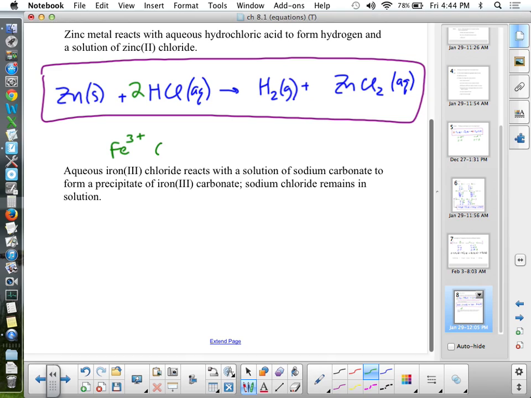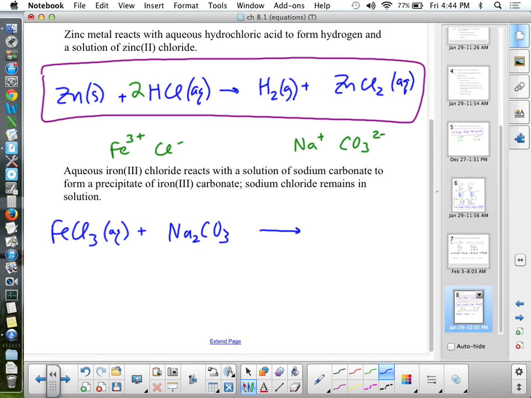Iron 3 is Fe3+, chloride is Cl-. Sodium only forms a 1+ cation. Carbonate, from your nomenclature sheet, is CO3 2-. Those are the 4 ions we're dealing with. So let's begin by writing out the formulas. Aqueous iron 3 chloride, FeCl3 aqueous, reacts with a solution of sodium carbonate. If carbonate has a 2- charge and sodium has a 1+ charge, then the formula is Na2CO3.